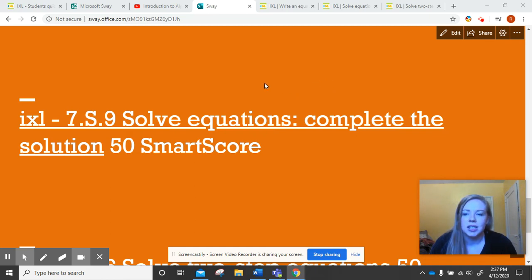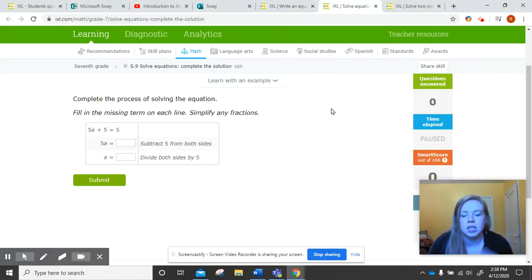You guys have made it to topic 3. So we're on S.9 Solve equations to complete the solution. You would click this and it would open and you would see something like this. For this set of problems, they've solved one side and they're giving you the steps to find whatever the missing term or the variable is for each equation.